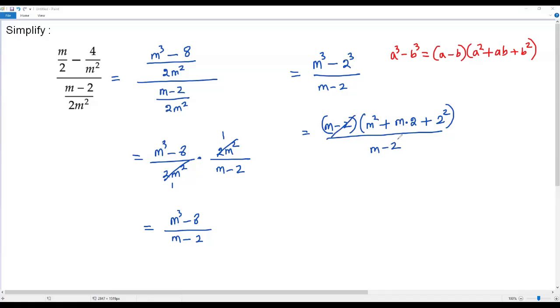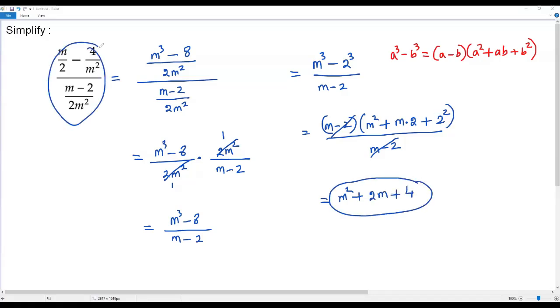So this m minus 2 will cancel out. I'm getting m square plus m times 2, which can be written as 2m, plus. The value of 2 square is 4. So this is the simplification of the given complex fraction.